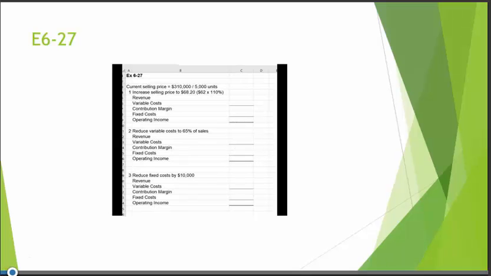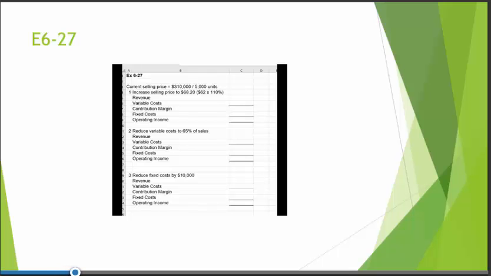Exercise 6-27 is calculate operating income under different alternatives. So Moran Company reports the following operating results for the month of August. They had sales of 310,000, which is 5,000 units, variable costs of 217,000, and fixed costs of 70,000. Management is considering the following independent courses of actions to increase income.